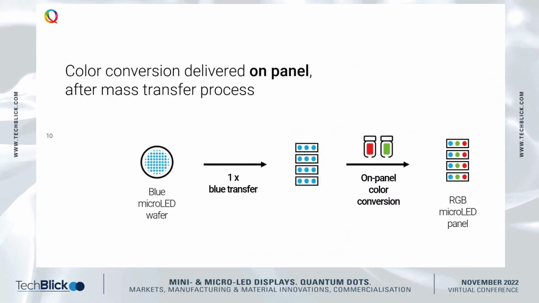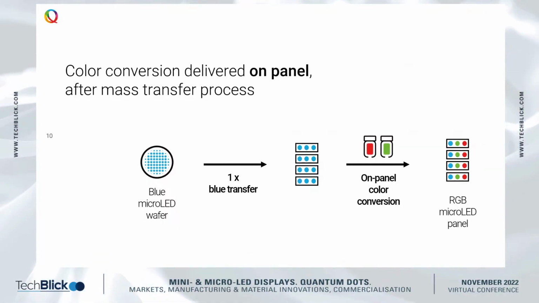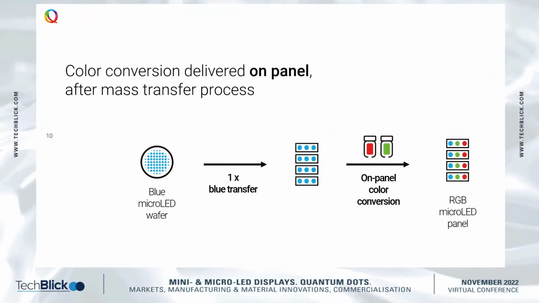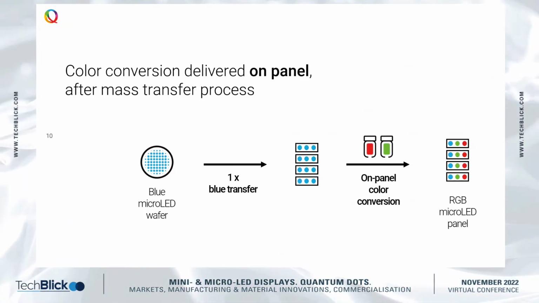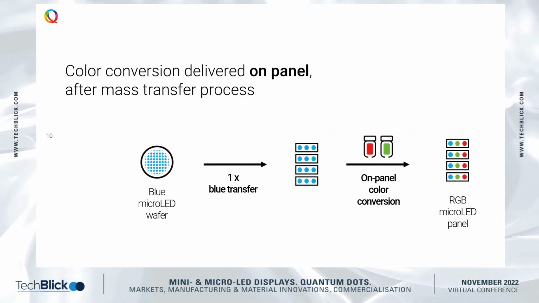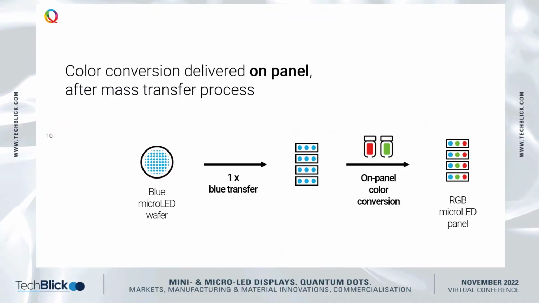What you can do with color conversion is, for example, you can start from a blue micro LED wafer, do a single transfer step to your panel, and then add the color conversion to your panel. So you do color conversion on panel, for example, with inkjet printing, after mass transfer, and you end up with a red, green, and blue micro LED pixel on panel.